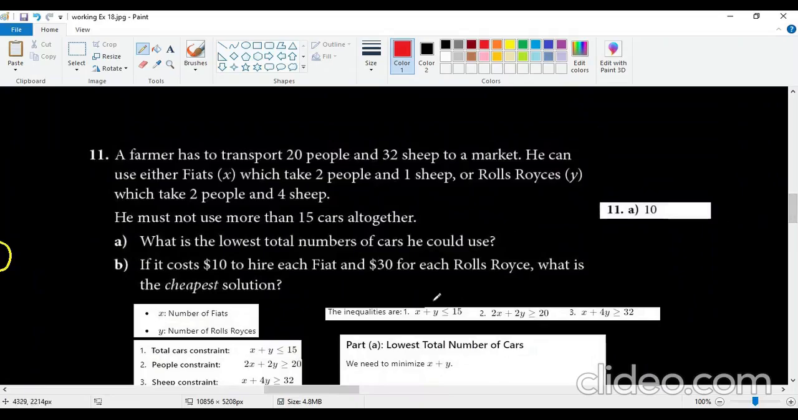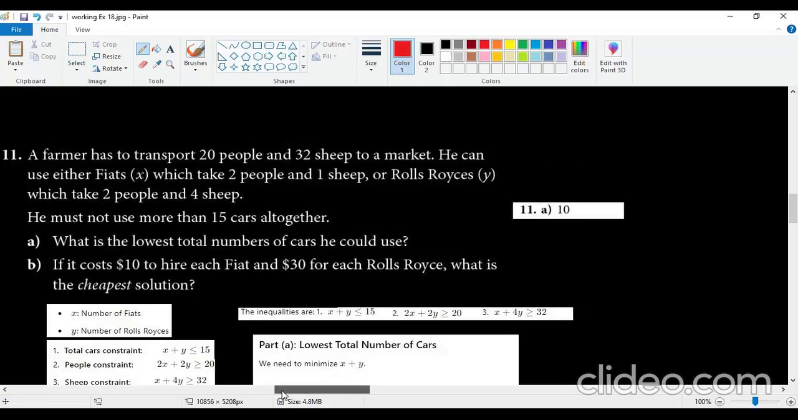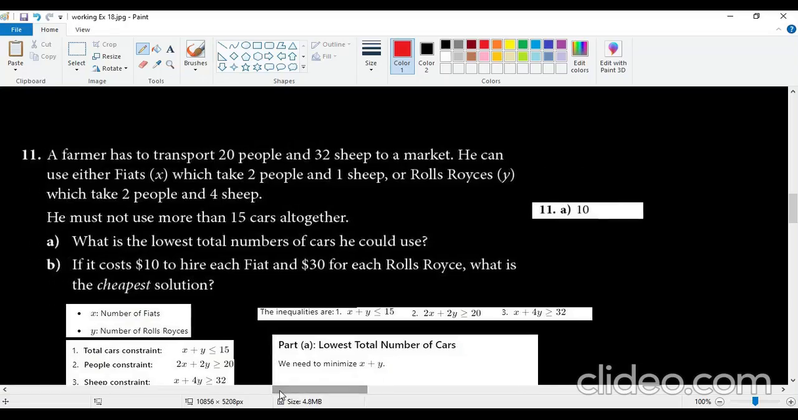Okay, a farmer has to transport 20 people and 32 sheep to a market. He can use either a Fiat, which is X, which takes two people and one sheep, or a Rolls Royce, which takes two people and four sheep. He must not use more than 15 cars altogether. What is the lowest number of cars he should use?